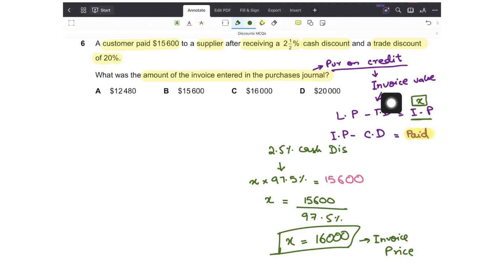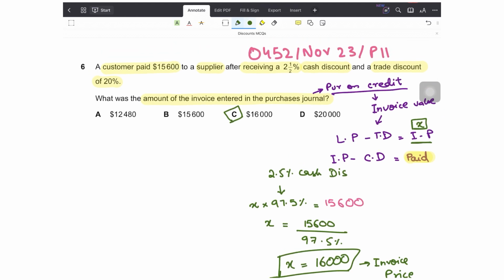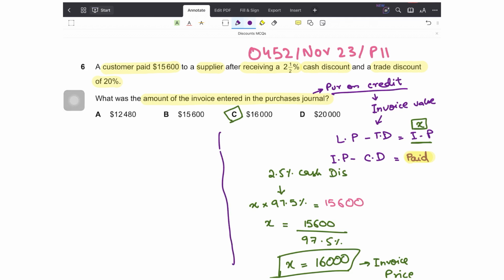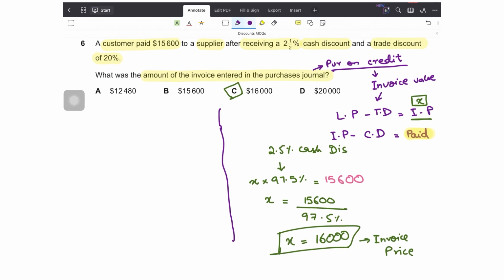enter the post trade discount or the invoice price in the purchases journal, which was at the time of buying those goods, which is 16,000. Please keep in mind that this is not the list price, because list price was the pre-trade discount value, which was before incorporating the 20%. If, for instance, the question was to find out the list price, how would we do that?